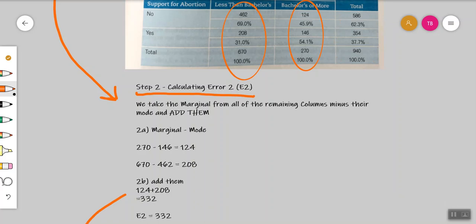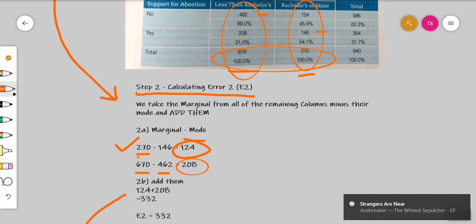So you're going to do the same thing as before. You're going to take the marginals, subtract the mode, and then add them up at the end. So step 1, I'm taking the 270, which is here in this column, minus the mode, in this case 146 because it's the biggest number, and you get 124. That's one number. You do the same thing for the second column. You have 670 because that's the marginal, minus 462, the biggest number in that category, and you get 208.